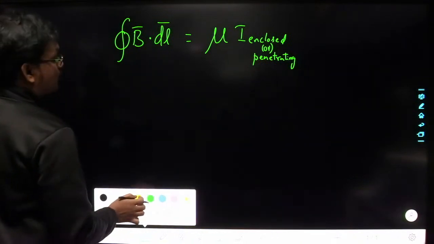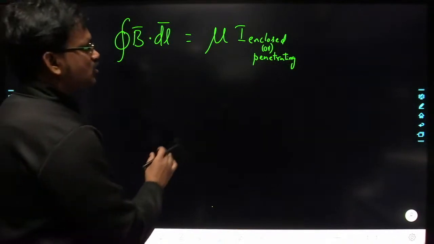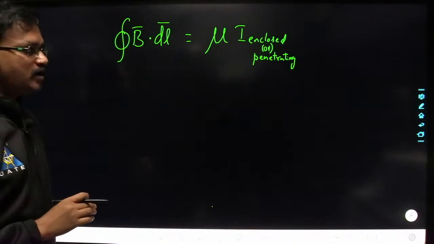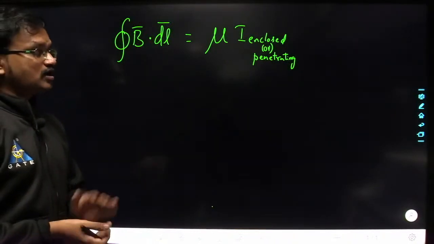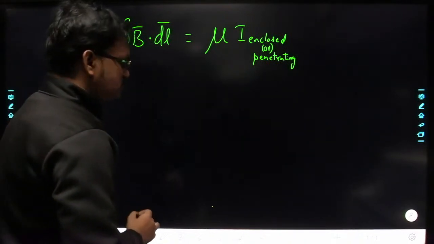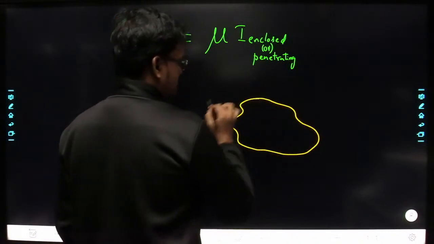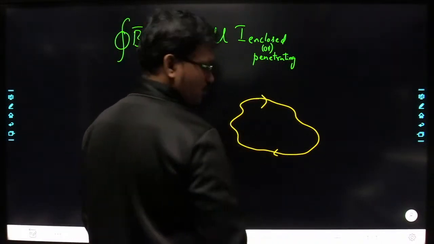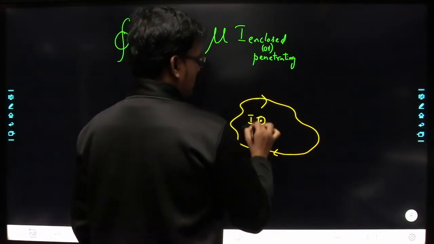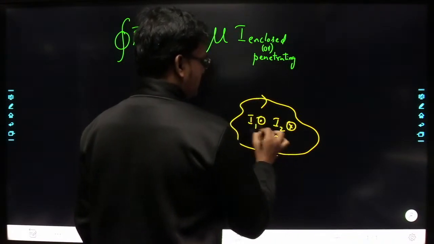So the circulation of B field around any closed loop is equal to what? Mu times I enclosed, or the current penetrating through the surface that is enclosed by the closed loop. This is the statement here. Now see here. I have considered some closed loop. Here I am writing I1, and here I2, and here I3.